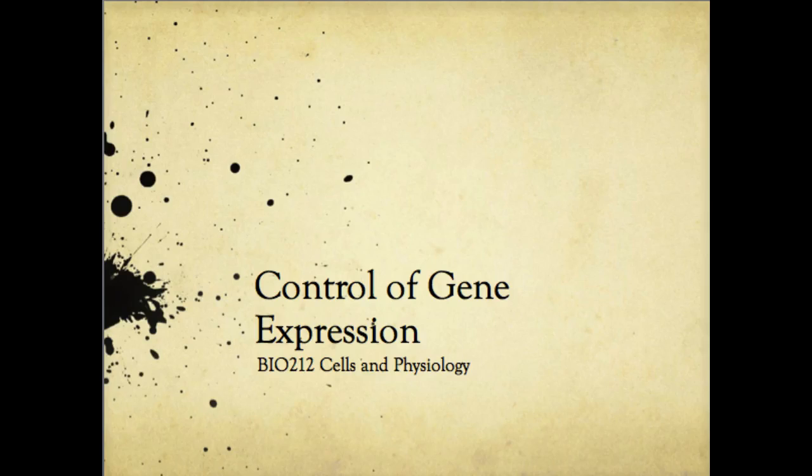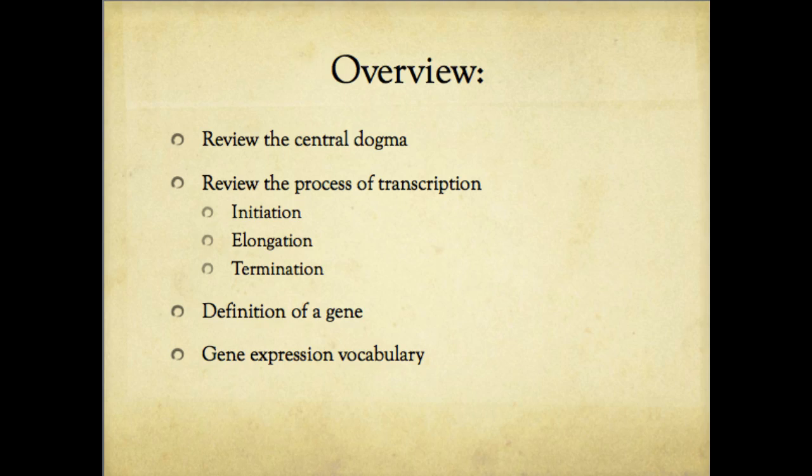Today we're going to be moving on to a new topic, which is the control of gene expression. The way we're going to cover this topic begins with a review of the central dogma. We're going to look at the process of transcription in detail as a review. We're going to define some very important terminology, beginning with the definition of a gene, and continuing into some of the terminology that comes out of genetics to help describe the processes of gene expression.